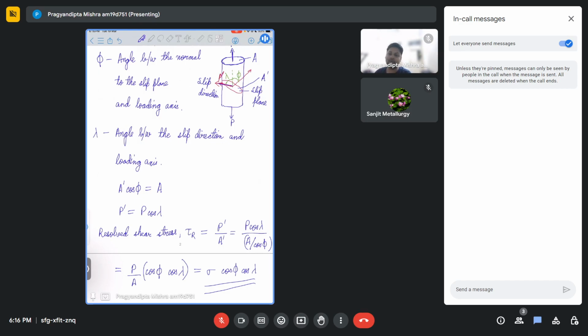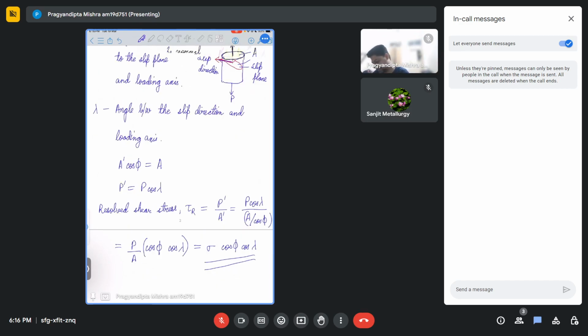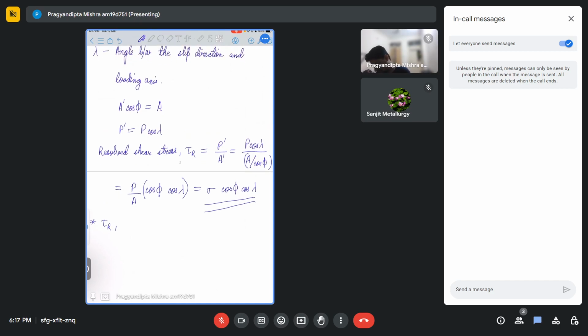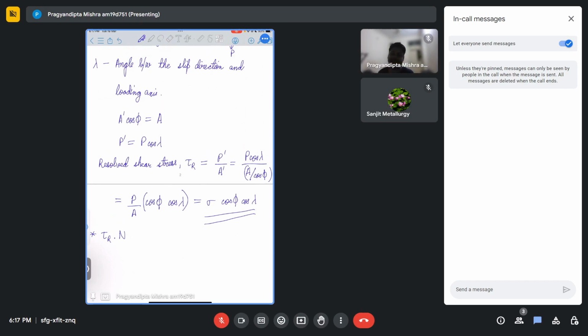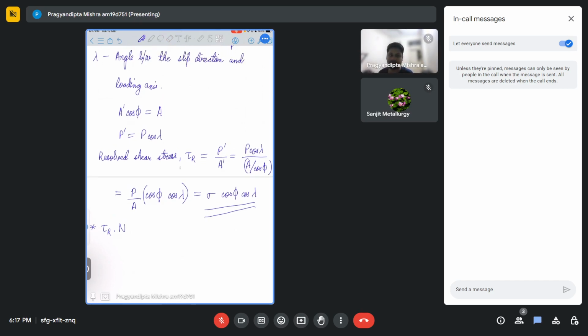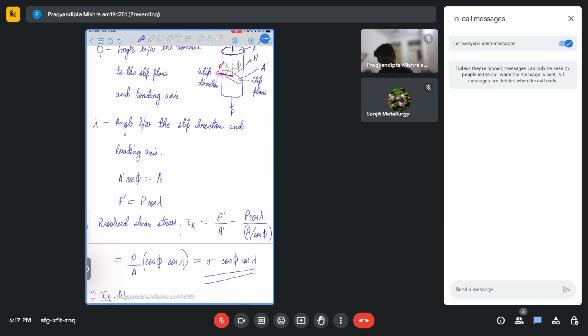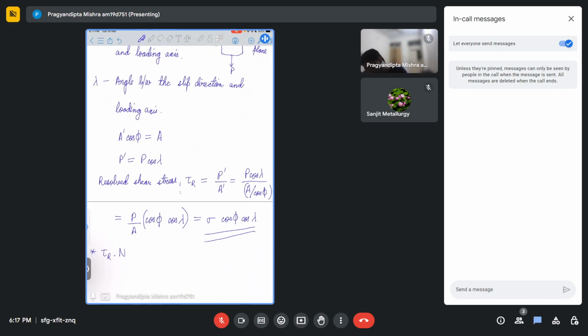Now there are a few things that we need to understand regarding this resolved shear stress, right? First thing is that this resolved shear stress, tau R dot N. So what is N here? Does anyone know what is N? N is normal to this plane. I have not noted it down. So tau R dot N and P need not lie on the same plane.